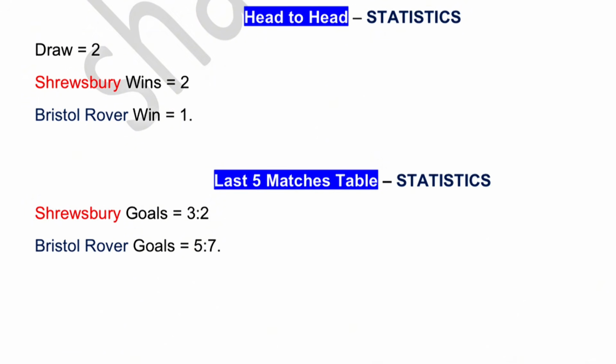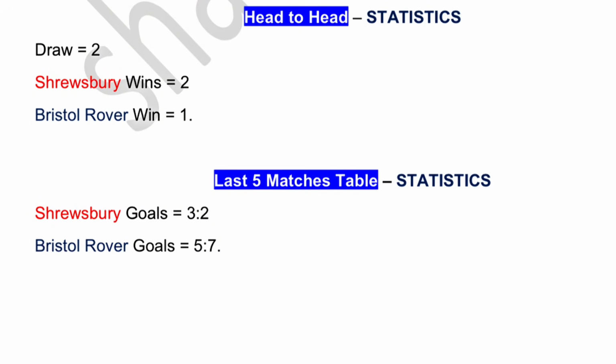Now this is where you need to understand most if you want to know how to predict correct score. So now head to head statistic is the first thing you have to know. The head to head statistics is that we have 2 draw, Strawberry win 2, Bristol Rovers win 1. This is where you are going to determine the particular team that can win among the 2 teams meeting each other. Now we have 2 draw out of last 5 matches. Strawberry wins 2, Bristol Rovers wins only 1.